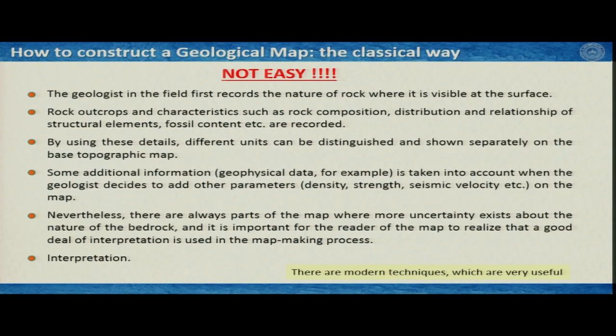Nevertheless, there are always parts of the map where more uncertainty exists about the nature of the bedrock, and it is important for the reader of the map to realize that a good deal of interpretation is used in the mapping processes. What I mean by this is that it comes actually from this place, where it is visible at the surface. You don't see rocks everywhere, but you map it and then you use your intelligence to interpret that if I see this rock here and if I see the same rock here, how they are connected. Maybe your interpretation is wrong, but based on your experience, based on your intelligence, based on your theoretical background, you conclude this is how it should be. Someone can challenge it, but this is how we always work.